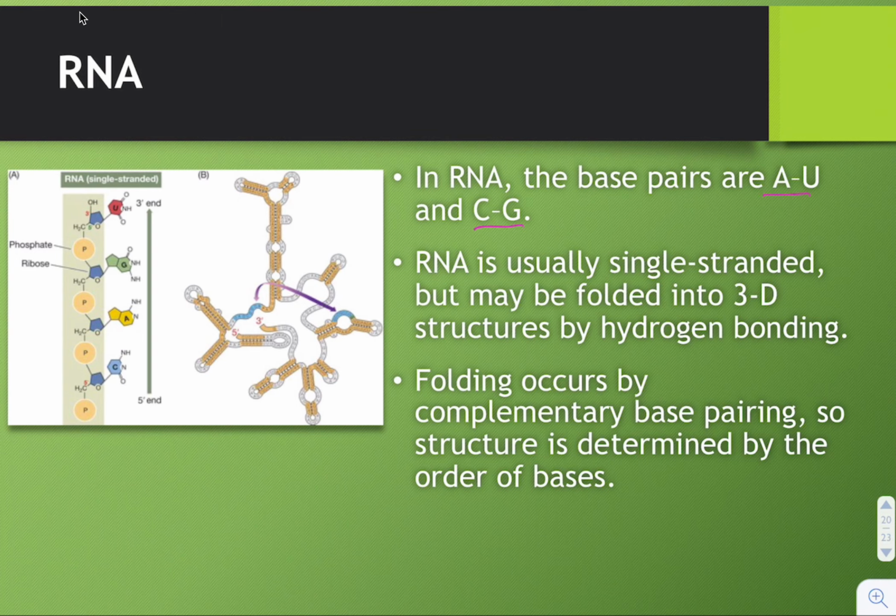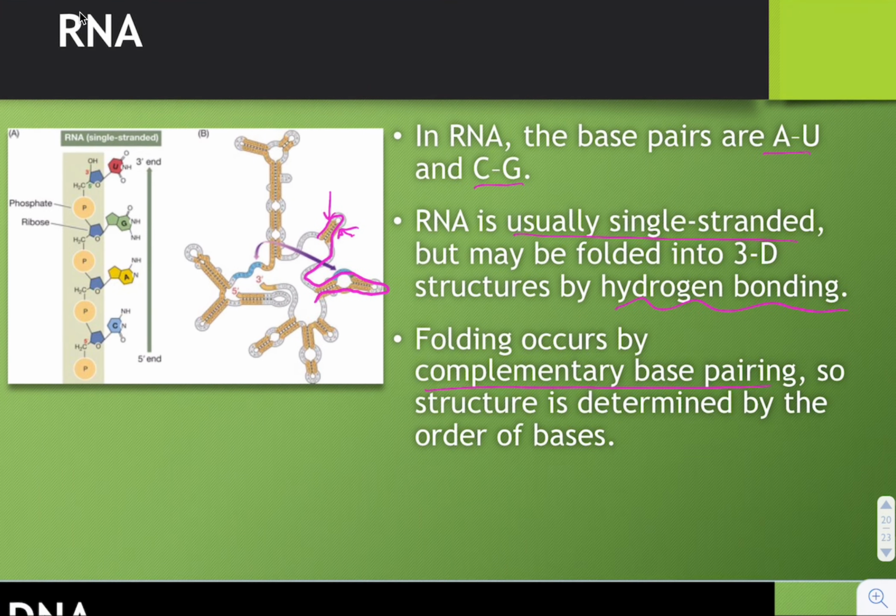RNA is usually single-stranded but may be folded into 3D structures by hydrogen bonding. And then folding occurs by complementary base pairing, so the structure is determined by the order of bases. So you can see this here, that this is all one piece of RNA, but it's folded about itself, right? So in these folded areas, the RNA is binding with itself, complementary.